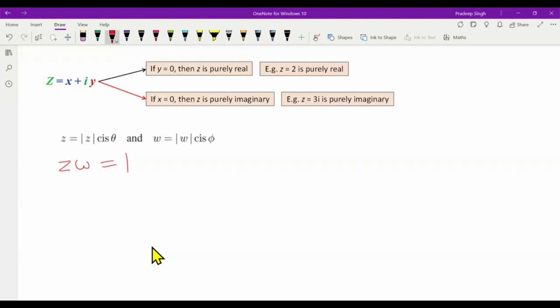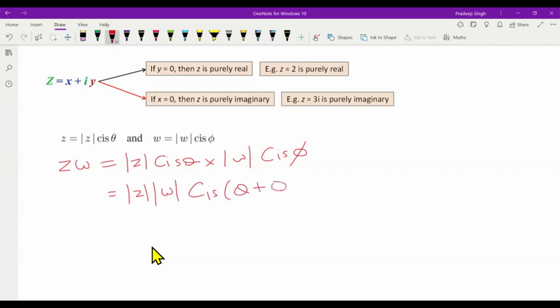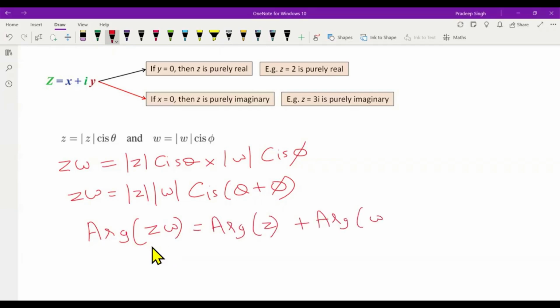See, sure, okay. First of all, I will do regular multiplication. So watch this. Mod z cis theta multiplied by mod w cis phi. Now at this stage, Laksha, do you remember what happens to the cis functions when they are multiplied? They get added. Yes. So we'll get cis of theta plus phi. This is z into w. So I want you to just write down a small little theorem. Argument of z into w is equal to argument of z plus argument of w. So write this down.